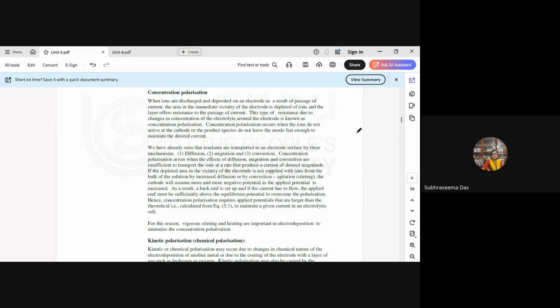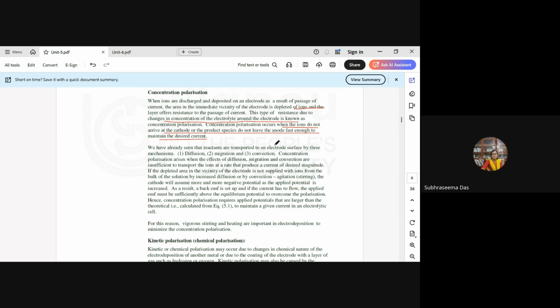When ions are discharged and deposited on an electrode as a result of passage of current, the area in the immediate vicinity of the electrode is depleted of ions and the layer offers resistance to the passage of current. This type of resistance, which occurs due to changes in concentration of the electrolyte around the electrode, is known as concentration polarization. It occurs when the ions do not arrive at the cathode, or the product species do not leave the anode, fast enough to maintain the desired current level.